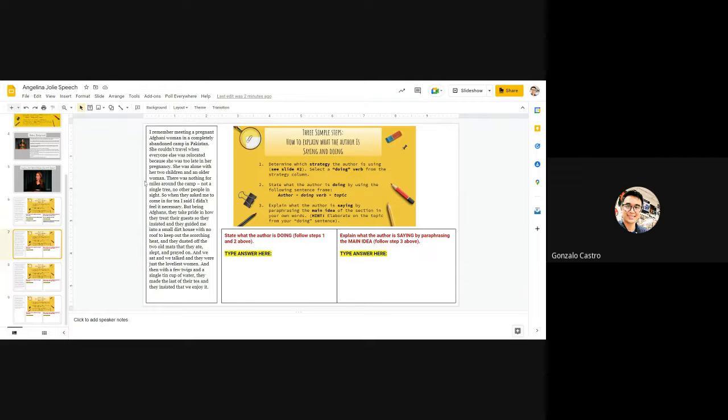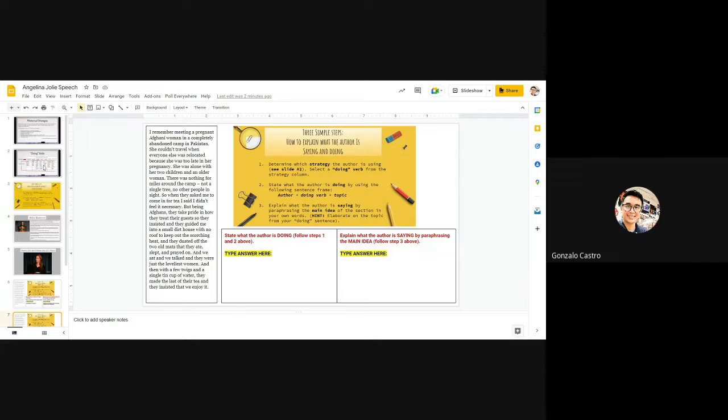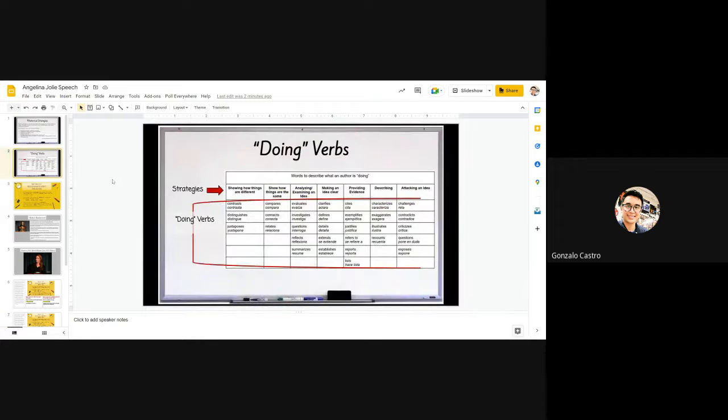So if we take a look at the section, you'll probably notice that it's very easy to visualize, meaning like imagine in our minds what's happening in this part of the speech. She's basically telling a story. She's recounting what happened when she met these Afghani refugees. So going back to slide 2, we want to select a strategy in order to help us select a doing verb.